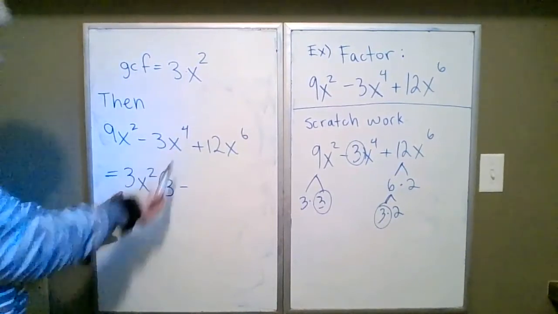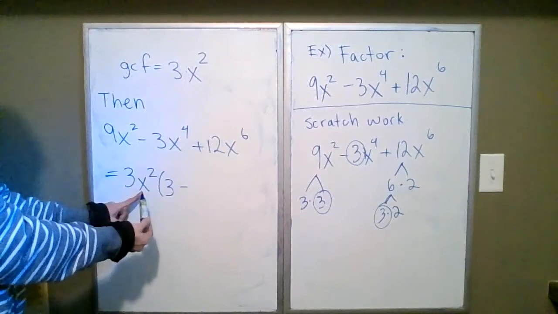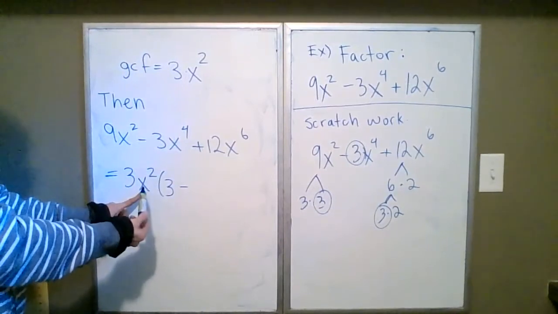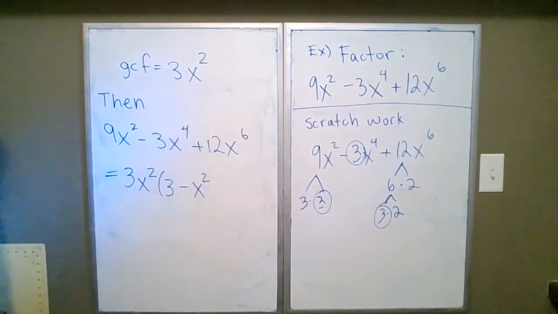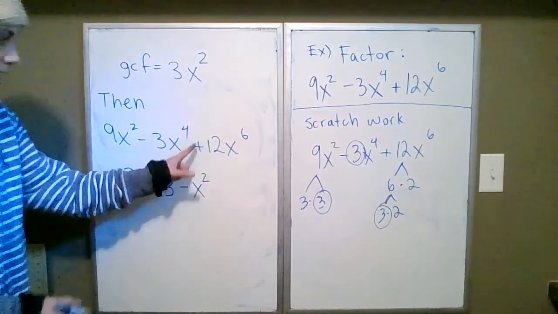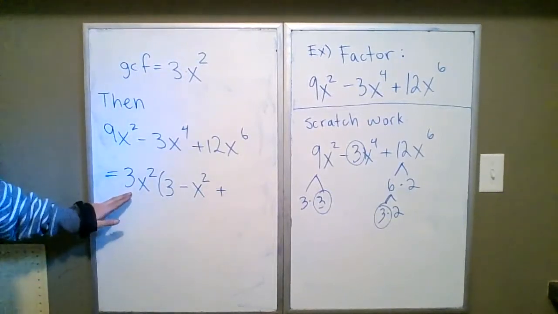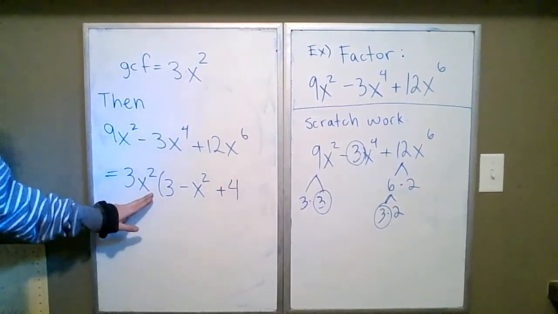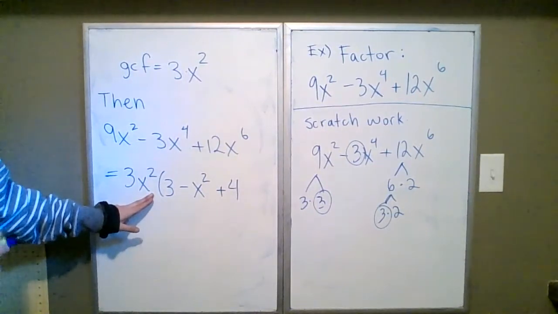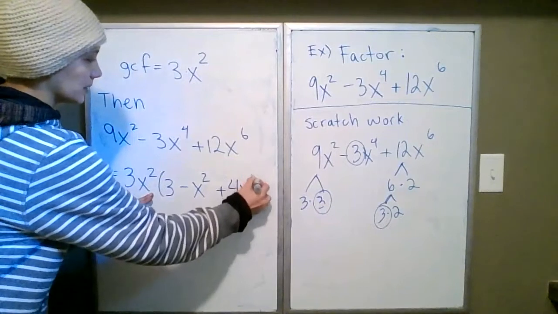From this middle term, we've factored out the 3 to the front. We've taken away x squared, or factored out x squared. So what's left is an x squared. Plus, factor 3 out of 12, and it leaves 4. Take away, or factor out x squared from x to the 6th. It's x to a power of 6 minus 2. So x to the 4th.